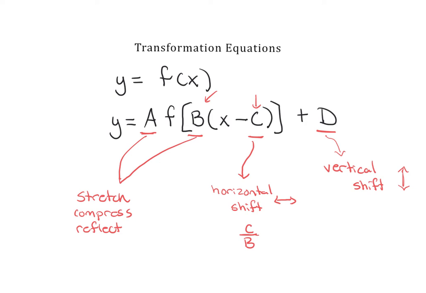And then the a and the b, if you're multiplying your function, you're going to stretch the function or compress the function and sometimes reflect the function. So the reflection will come from a negative a or a negative b. So now I'm going to take one of these things one at a time and apply them to some of our different parent functions.